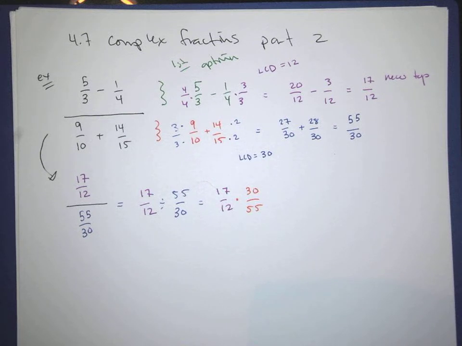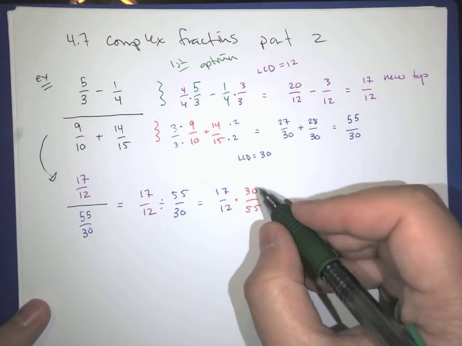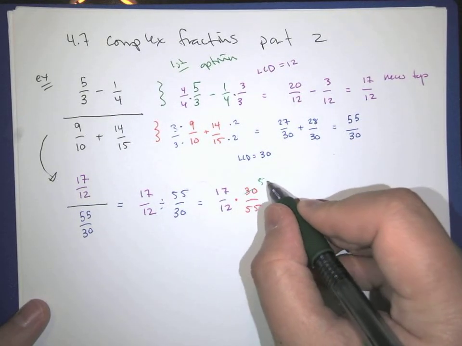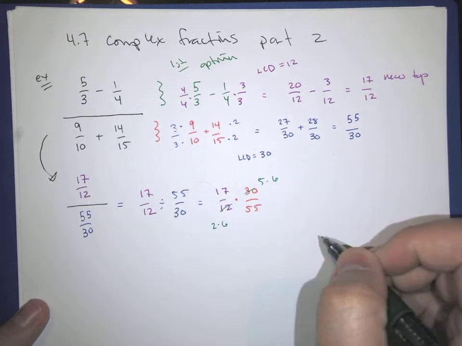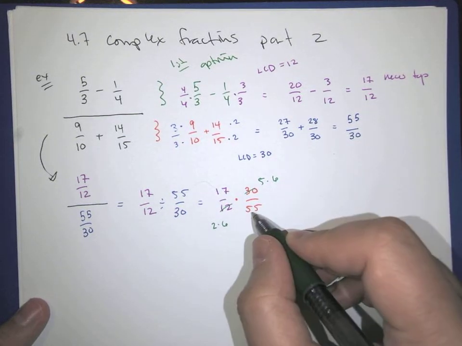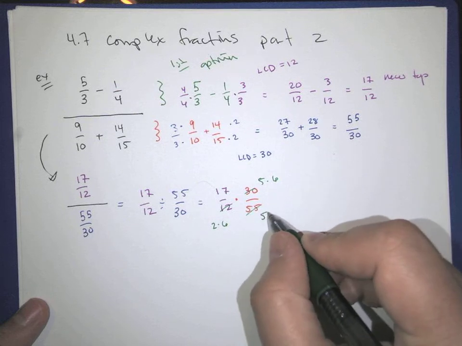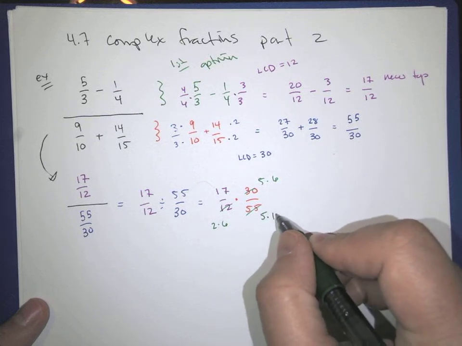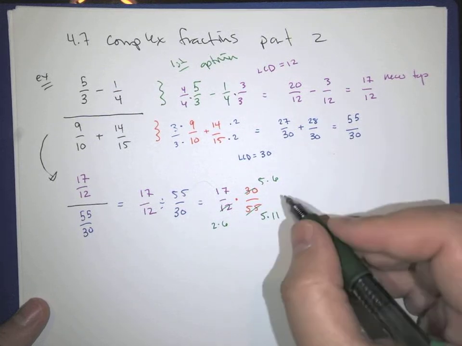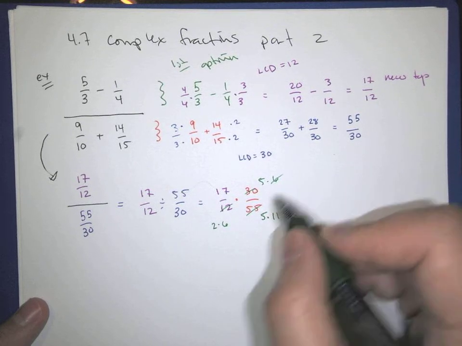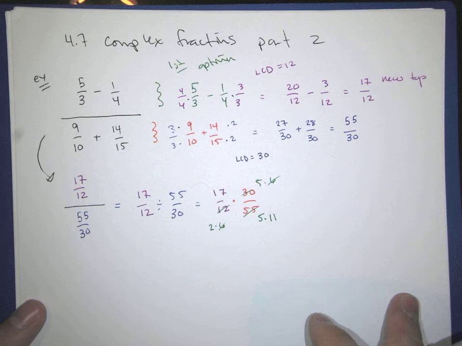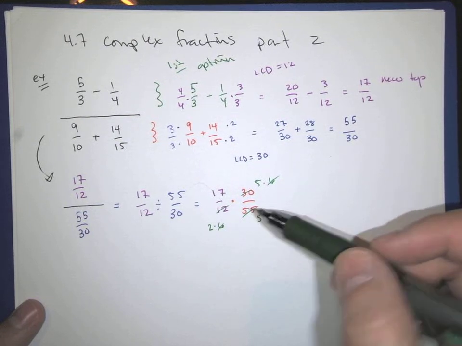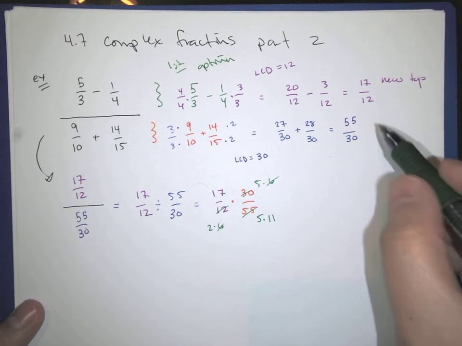What are we working with here? Is anything going to cancel out? Not tons of stuff. We could do 5 and 6, 2 and 6. Oh, here's some other stuff actually. 17 is prime, but 55 is 5 times 11. This is going to clean up even more than I was expecting. I was looking at 6 and 6 initially, and I overlooked that 55 over 30.